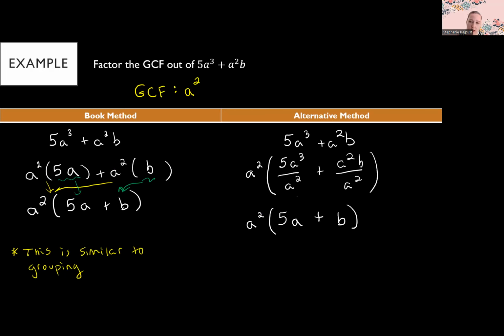I find it's easier to do the alternative method because then all I need to do is subtract exponents, and that tells me what I needed. So it just seems a bit mentally easier. So that's why I tend to do the alternative method.